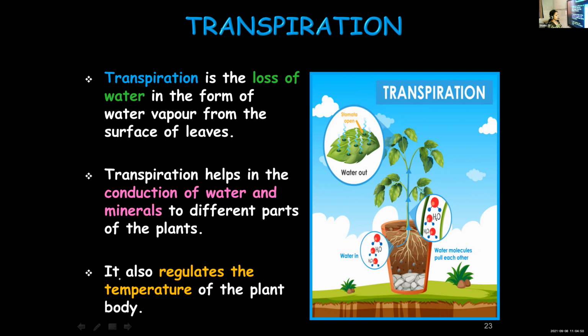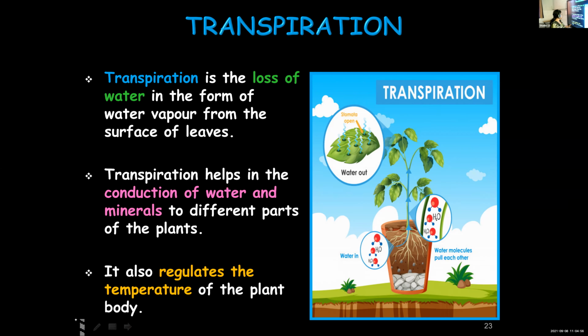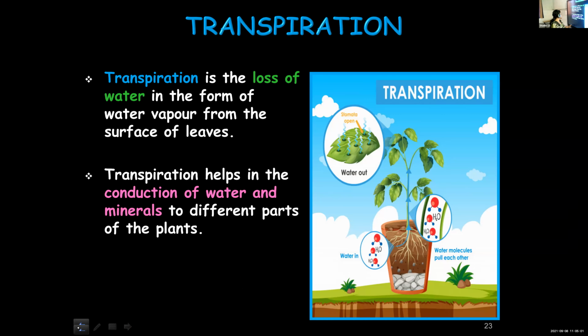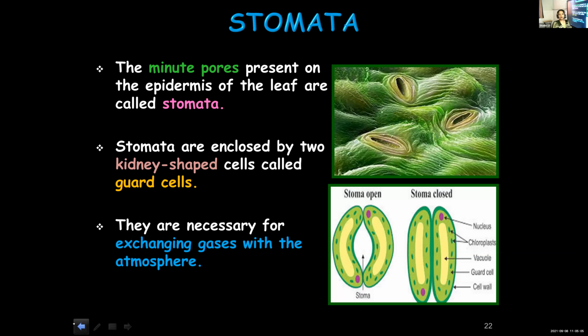So once again, we learned about stomata. They are minute pores present on the surface of leaves. And they are enclosed by two kidney-shaped cells. You call them guard cells. They protect these openings and regulate their opening and closing. And stomata help in the exchange of gases.